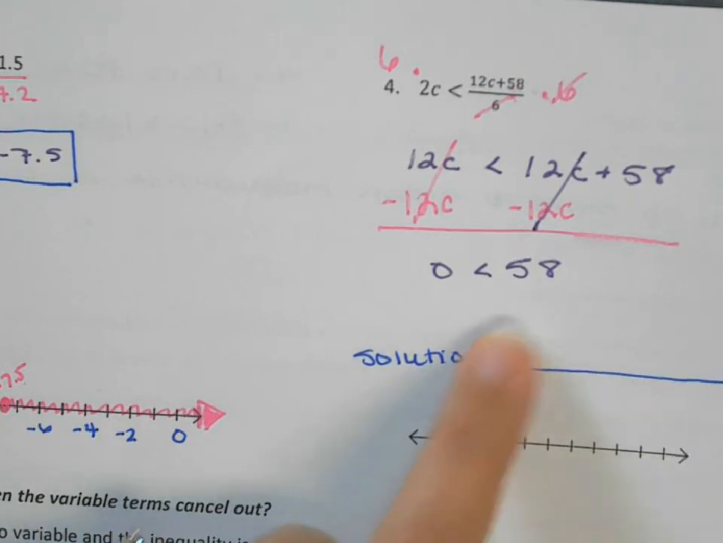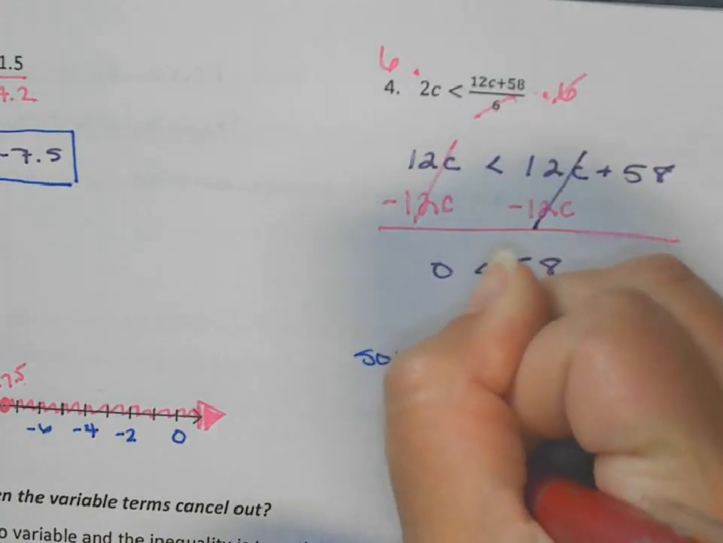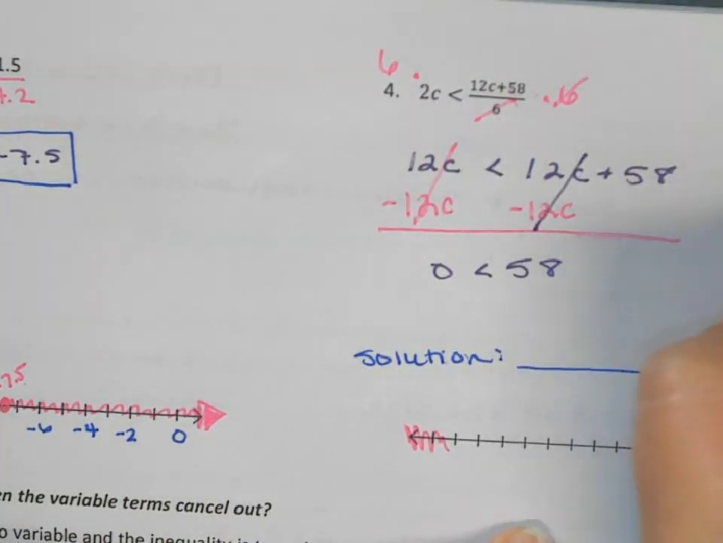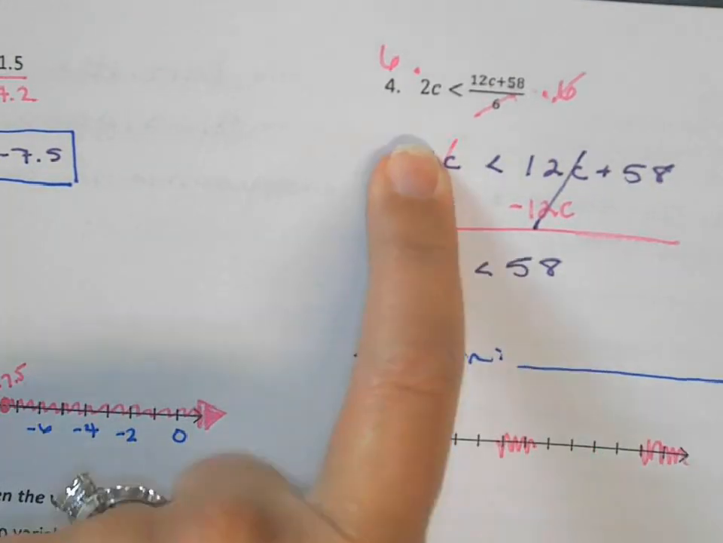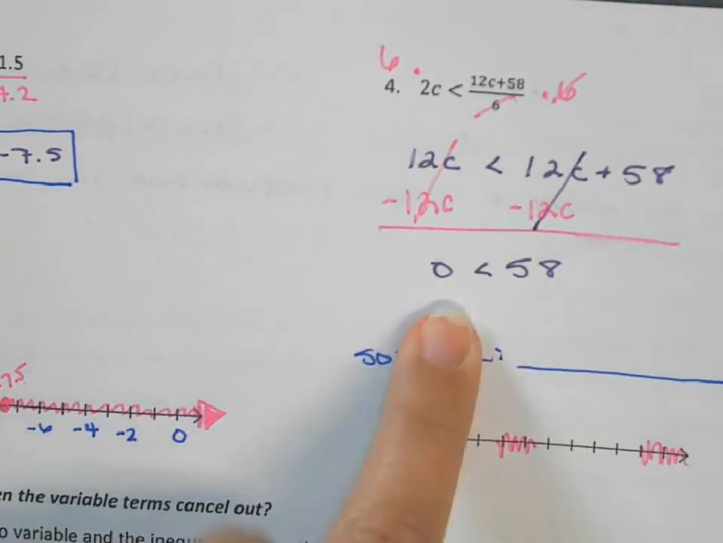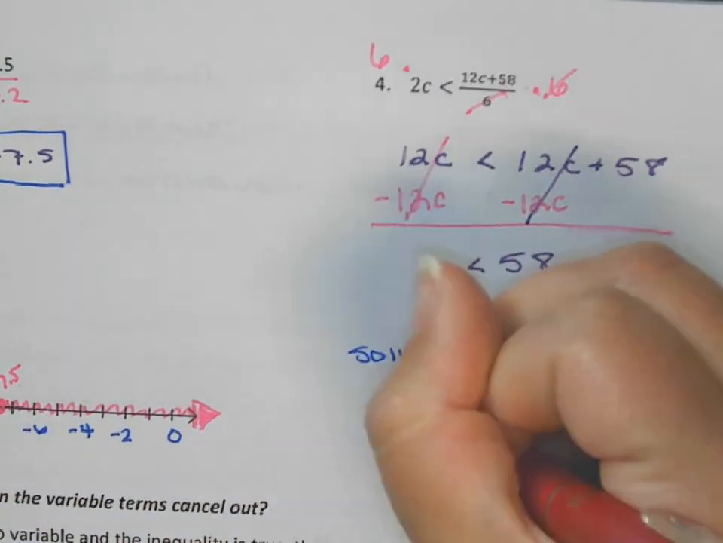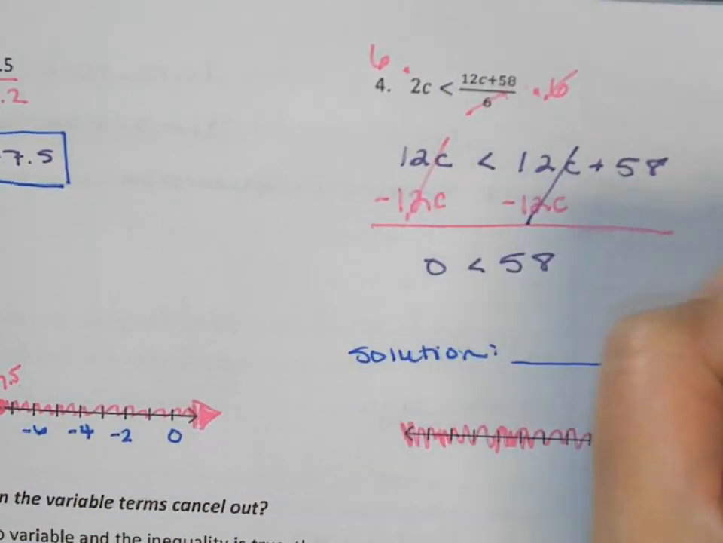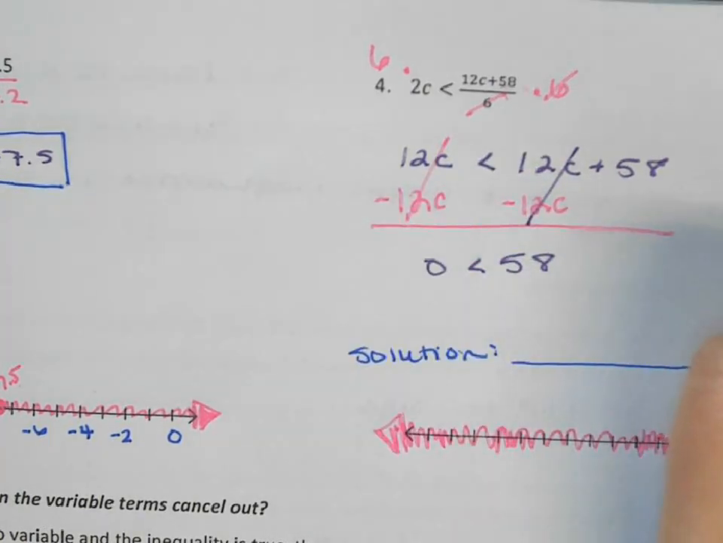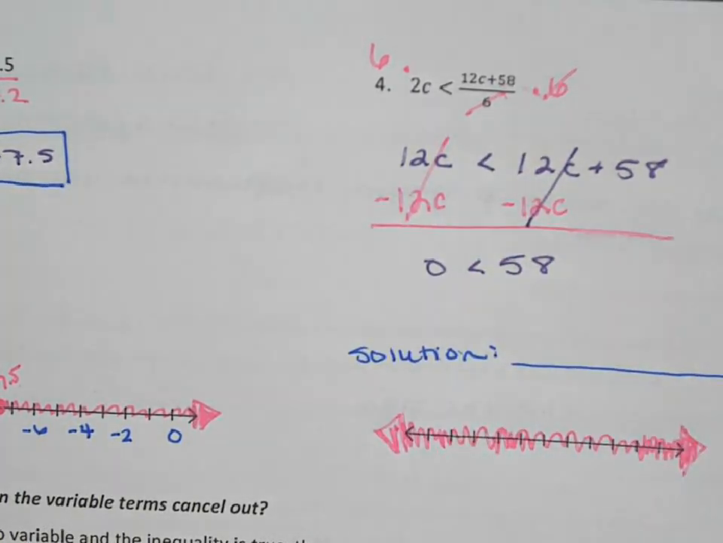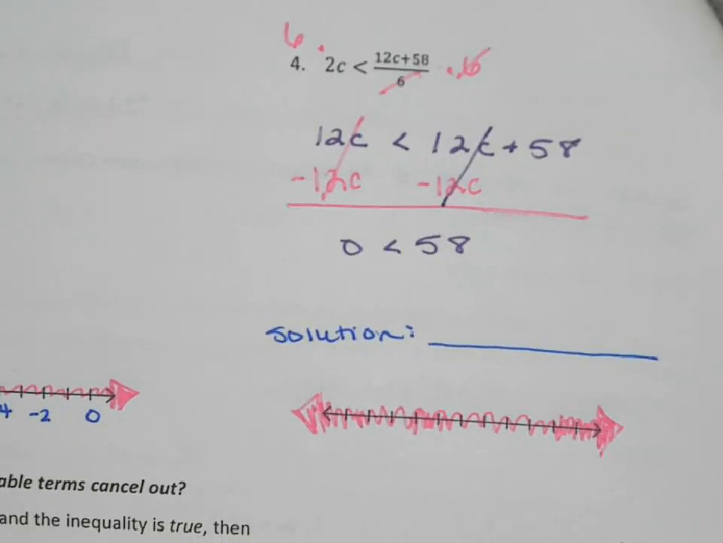Yes. That means we could plug in this number down here and it will work. We could plug in a number over here and it will work. We can plug in a number here and it will work. Because no matter what we plug in for c, we're going to get this true statement. So that means whatever we plug in is going to work, so everything is going to work. So our whole number line is going to be shaded. Well, what numbers are our solution if the whole thing is shaded?